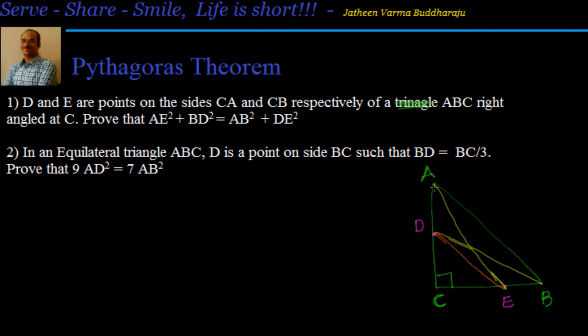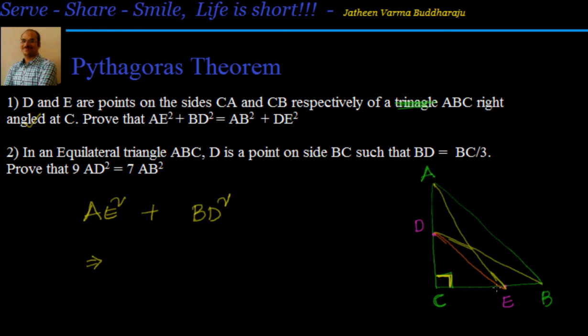So we have drawn what we have understood. ABC is a right angle triangle, right angled at C, so we have kept angle C as 90 degrees. We have A and B here. CA and CB have 2 points, D and E. We have joined all of them. What we need to prove is AE square plus BD square. So let me write it down first.